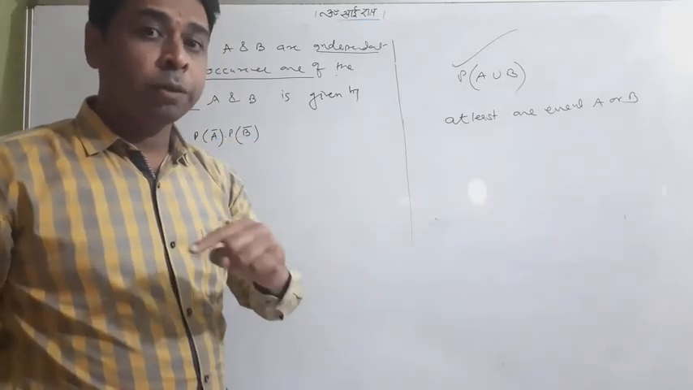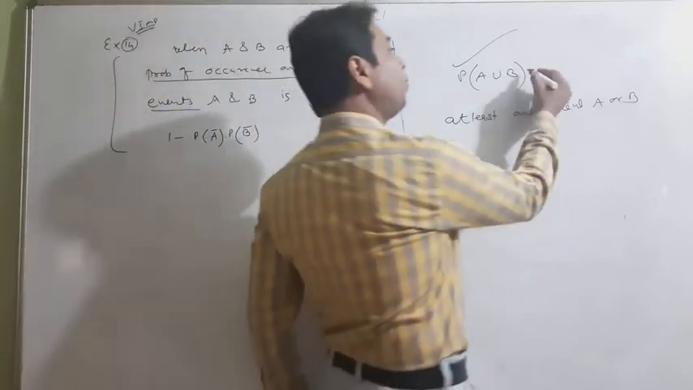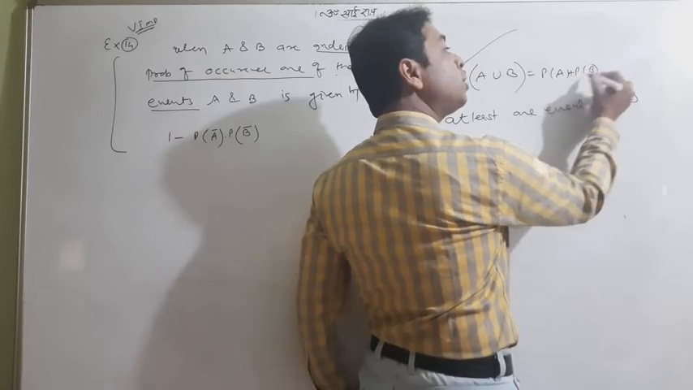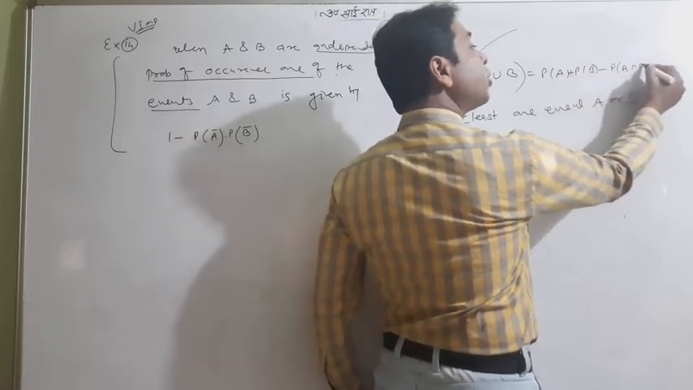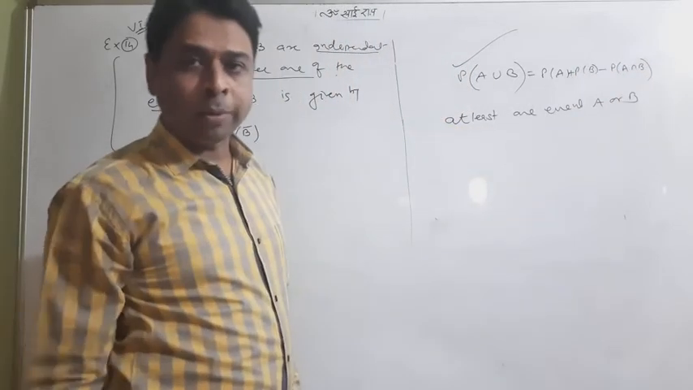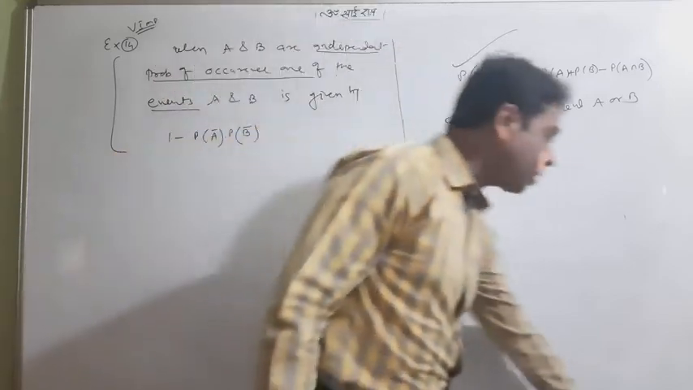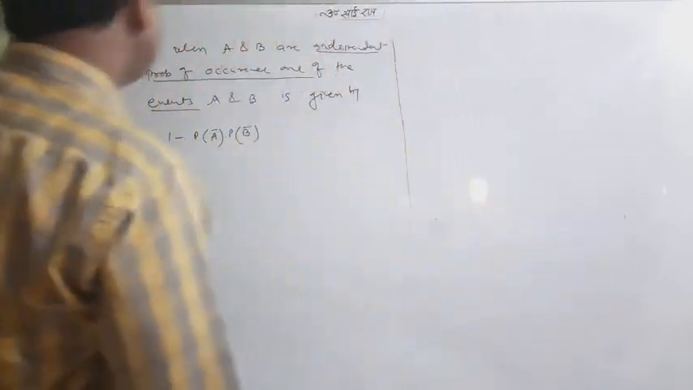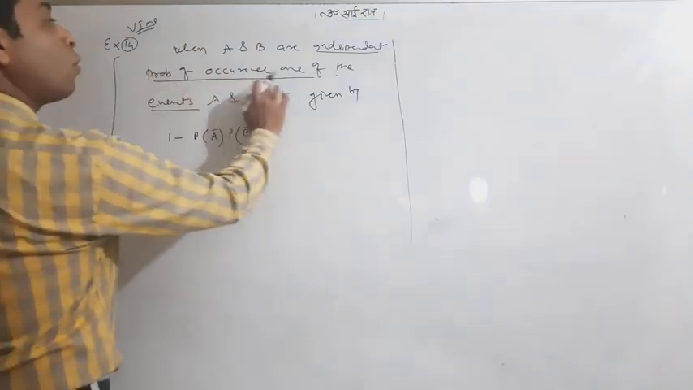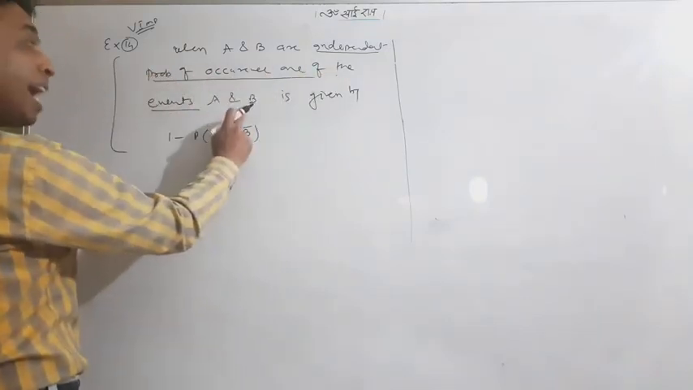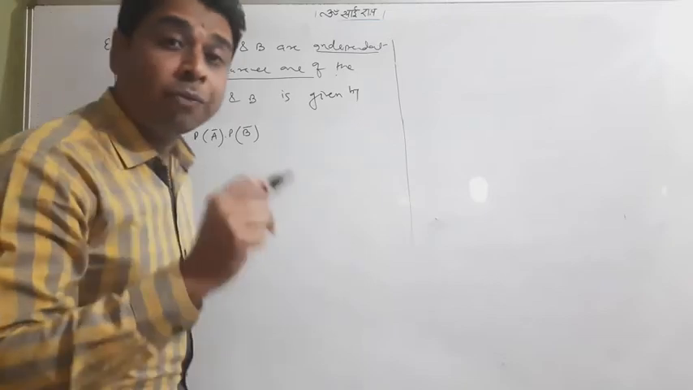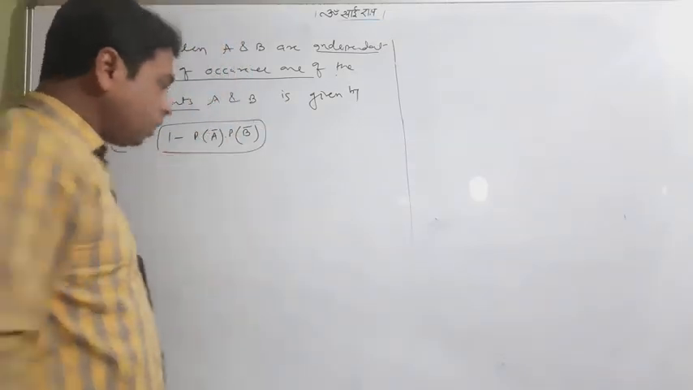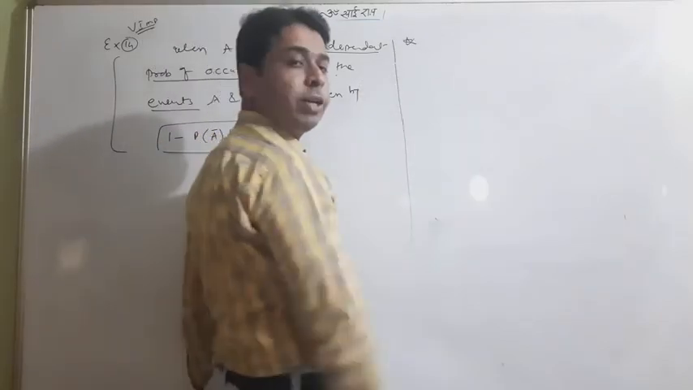P of A union B. You know the formula. P of A plus P of B minus P of A intersection B. This is not a new formula, guys. You have already seen it. This time we are doing the very same. Let me explain that. The question says the probability of occurrence of one of the events A and B, it means P of A union B, which should be equal to this one. This is to prove. I can show here. Look at it, very simple thing.